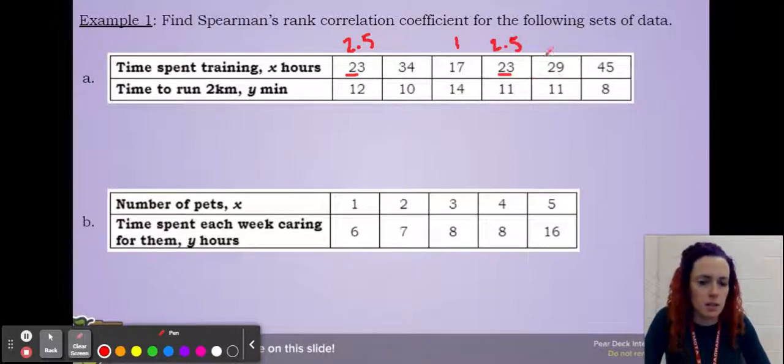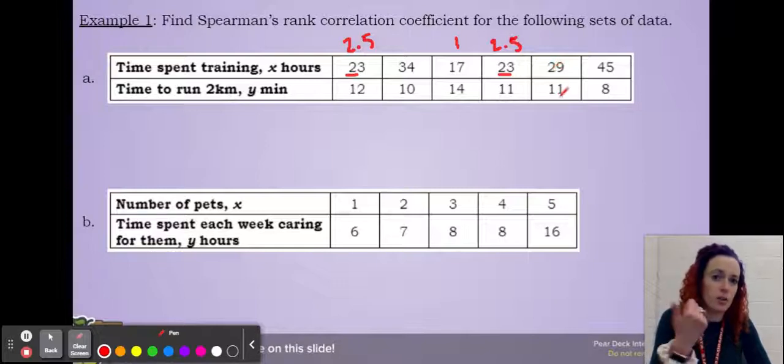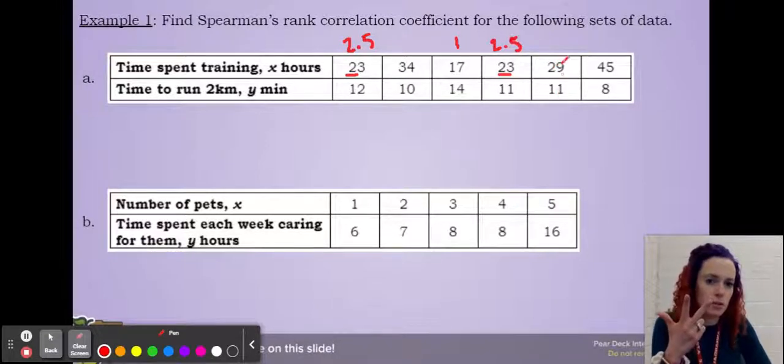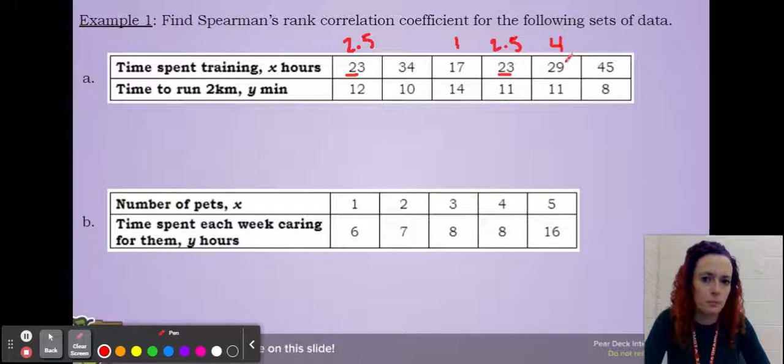My next highest is 29. So technically I've already used rankings 1, 2, and 3, so my next ranking would be 4. And then my 34 is next with a 5. And finally my 45 is the last one, or the highest one.